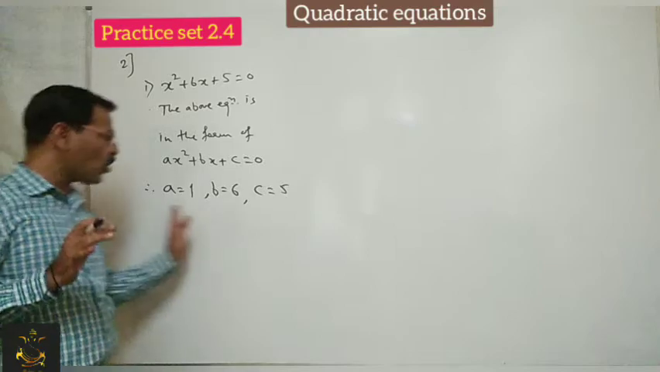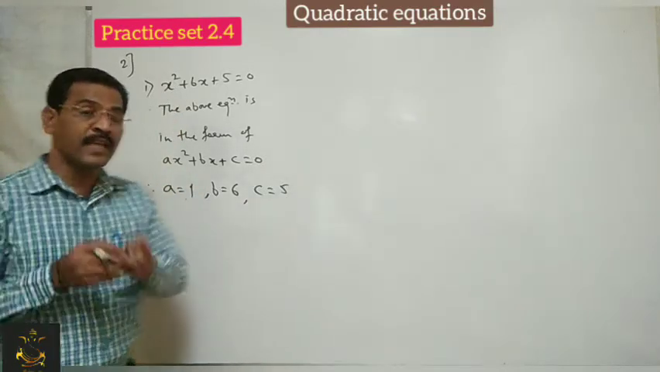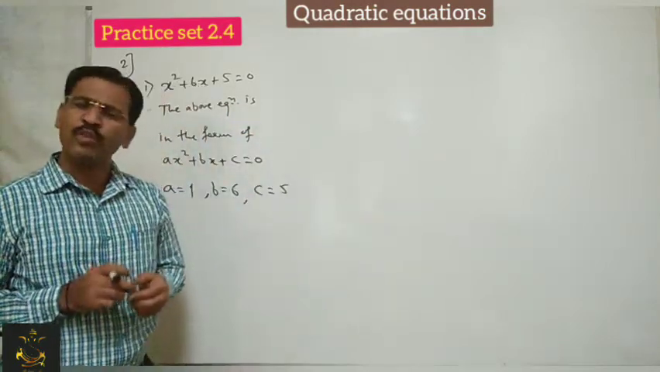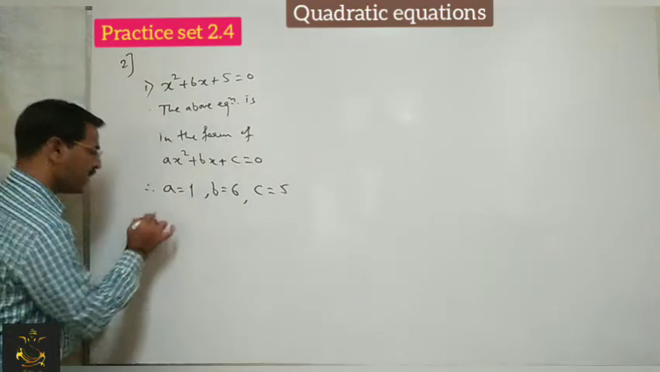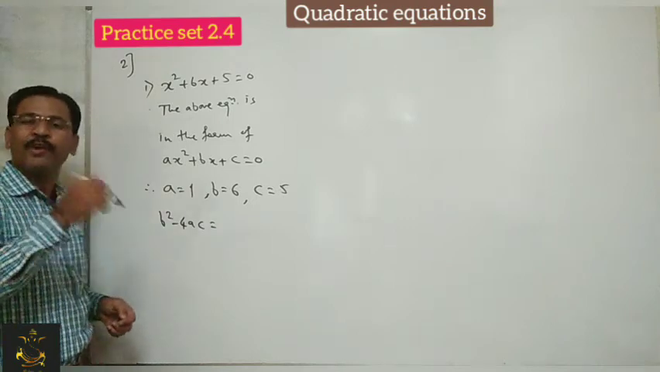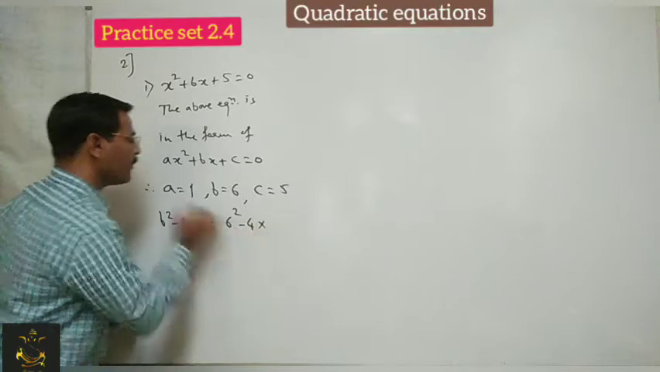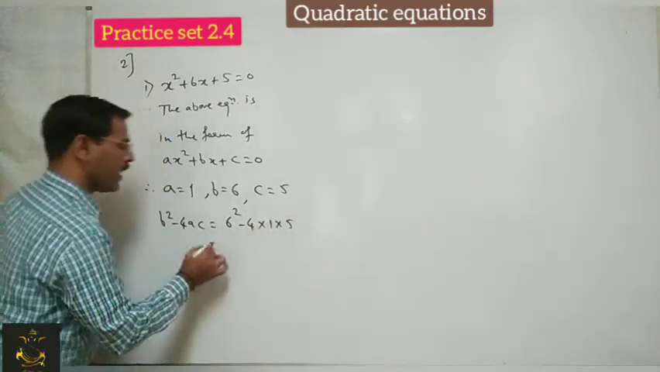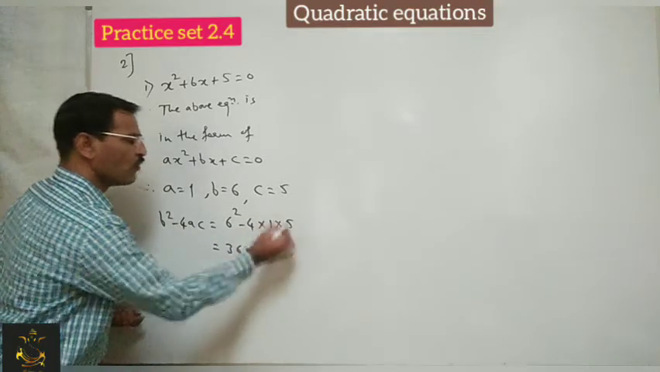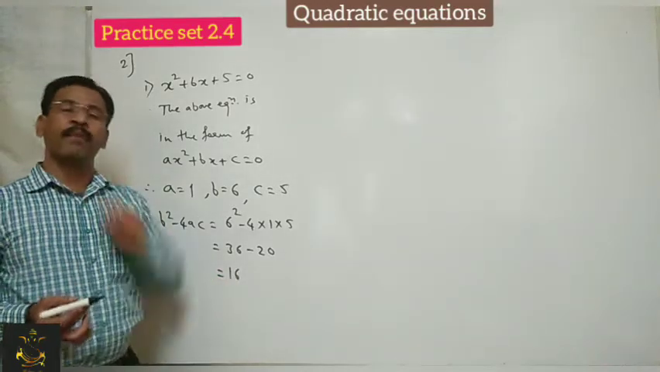After getting all the values of a, b, c, we are going to find b square minus 4ac, the under root term in that formula. First of all, we have to find the value of that term. So b square minus 4ac: b is 6, so 6 square, minus 4 into a is 1, c is 5. So 6 square is 36, minus 4 ones are 4, 4 fives are 20. What is here? 16. This is b square minus 4ac.